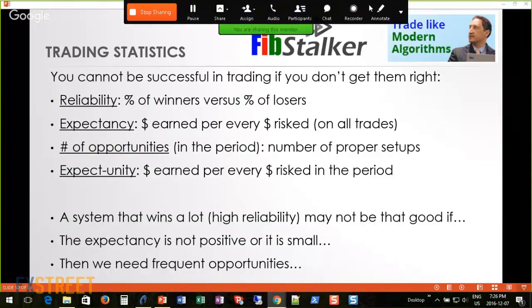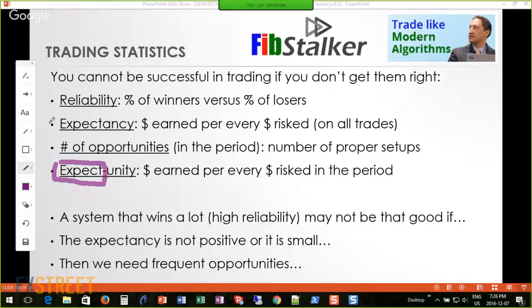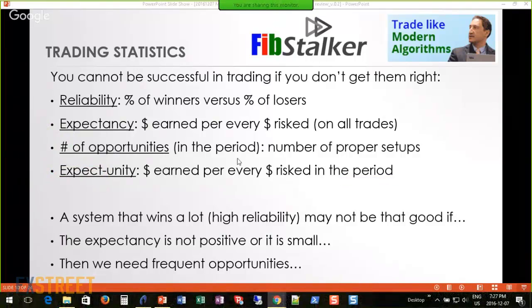And the full picture is given by the expectunity, which is very simple. It's just the expectancy times the number of opportunities. And this gives you the dollar earned per every dollar risk in the period, not for one trade like the expectancy, but in the period, because it takes into account, very simply, all the opportunities, the number of opportunities that you generate in that period. All right, so very simple concept there. Nothing really complex here.